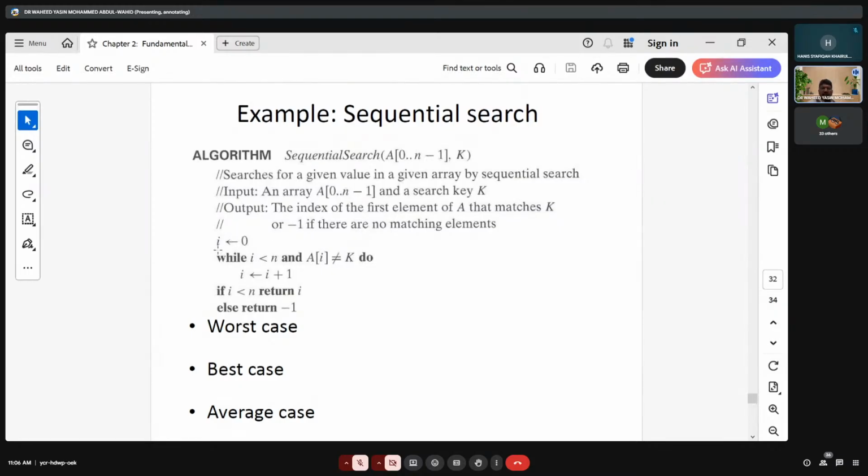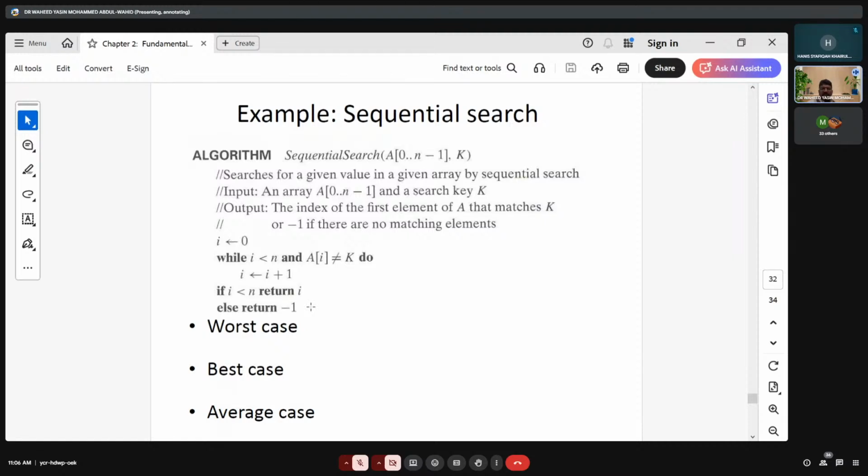So here, i equals 0, while i is less than n and A[i] is not equal to K, do i equals i plus 1. If i is less than n, return i. Else return minus 1.